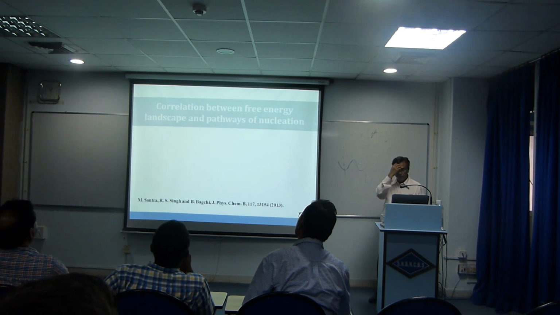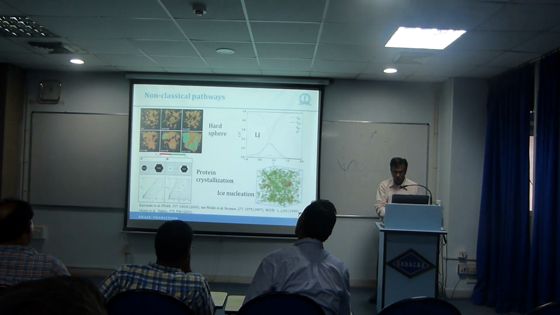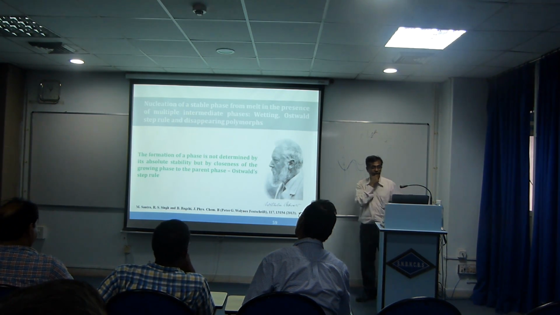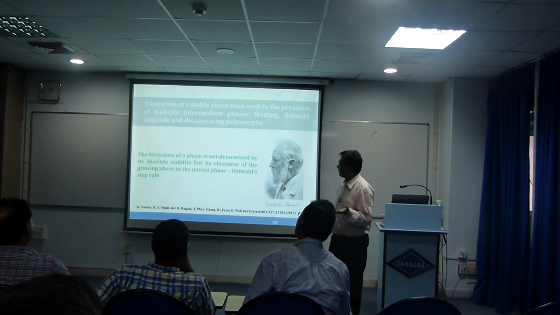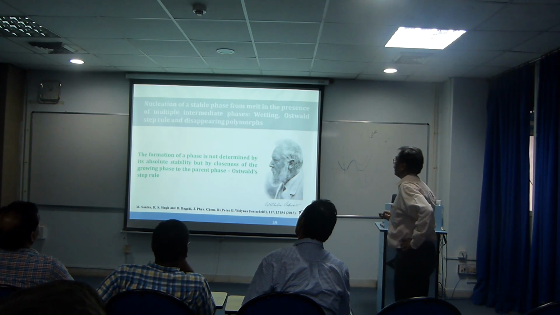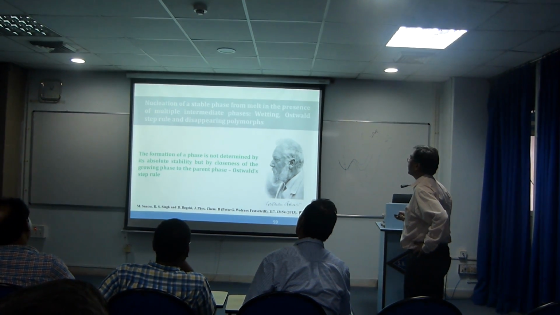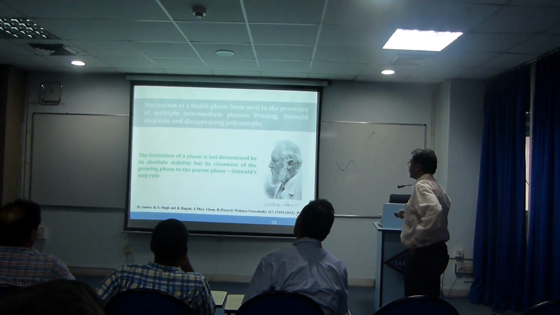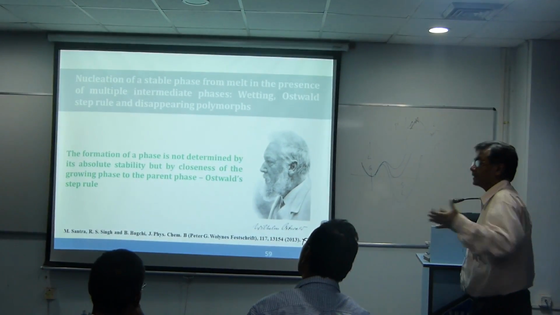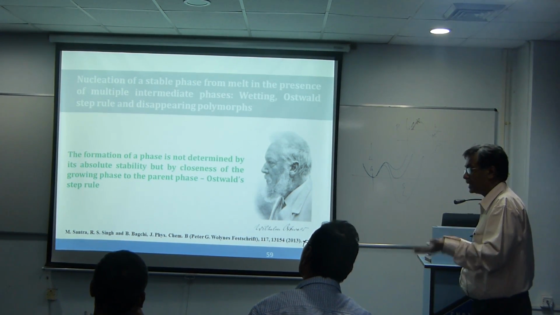Now there is a very big piece of work, that is the Ostwald phase rule. Ostwald is very famous, called the father of physical chemistry. He made this beautiful statement that formation of a phase is not determined by absolute stability but by the closeness of the growing phase to the parent phase. So he said it is not the most stable phase that forms initially. It is always the phase that is closest to it.